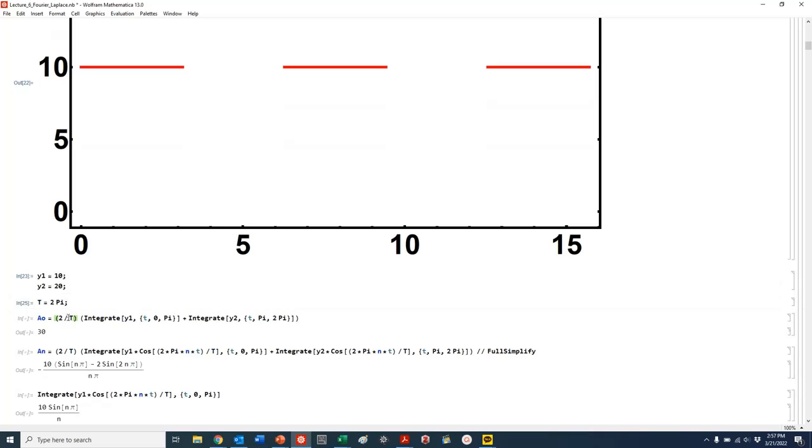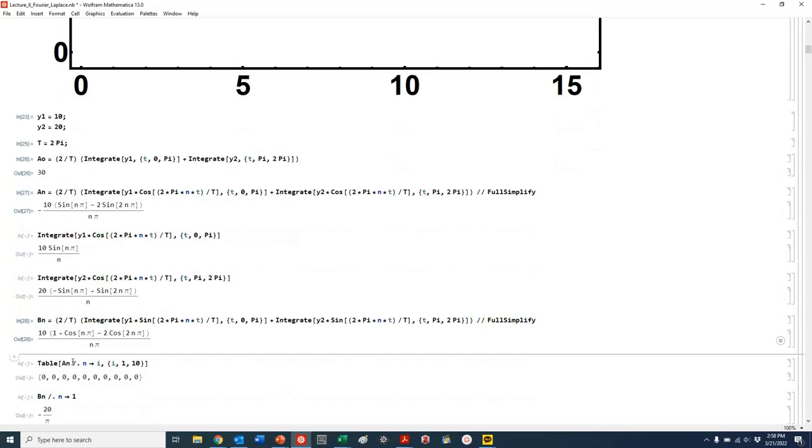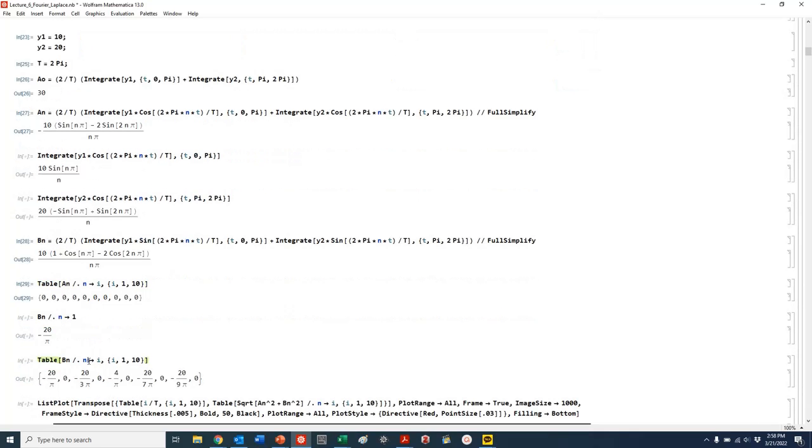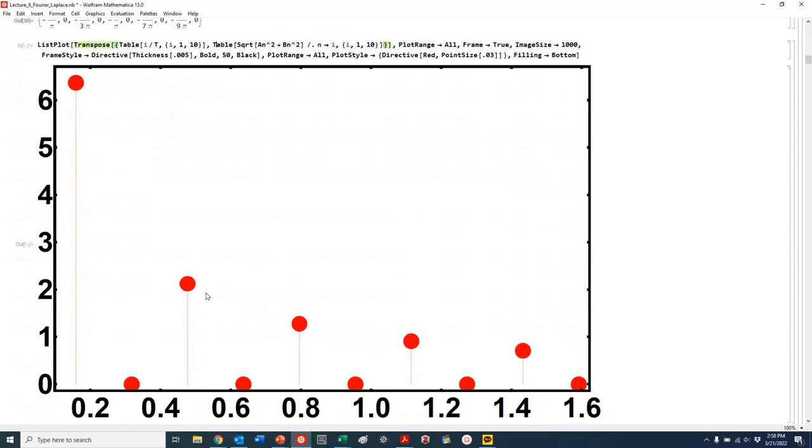My period is 2 pi, and I can calculate my a sub naught, my a sub n values, and then I can calculate my b sub n values, and I can see what my harmonic coefficient values are. So you see here, a sub n, they're all 0, b sub n here. Now I could take these values and plot my fundamental frequency as a function of these harmonic coefficients, or the magnitude of these harmonic coefficients. And this is my frequency spectrum.